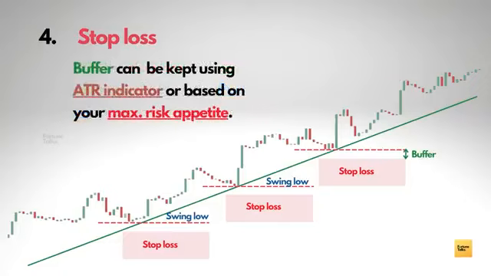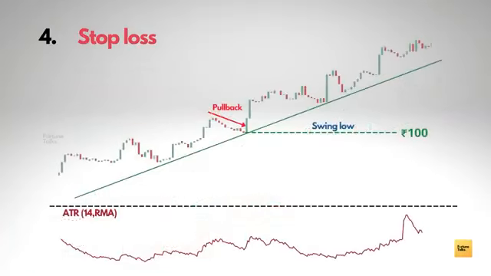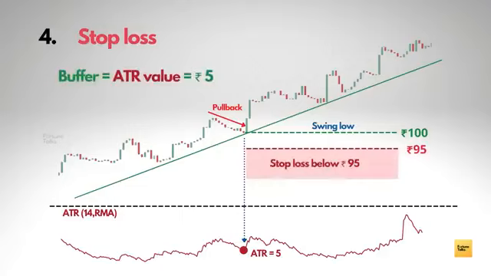For this purpose, you can either use the ATR indicator or you can even set it based on your risk-taking ability. Let's take a look at the ATR method briefly. Let us say the low of the pullback is 100 rupees, and let us say you pull out the ATR indicator and the average true range of the market is 5 rupees. You can simply take 100 rupees, which is the low of the pullback, and subtract 5 rupees, which is the value of the ATR at that specific period. Now your stop loss turns out to be 95 rupees, which sets a small buffer below the low of the pullback. Now a similar approach can be taken in case the market is on a downtrend.